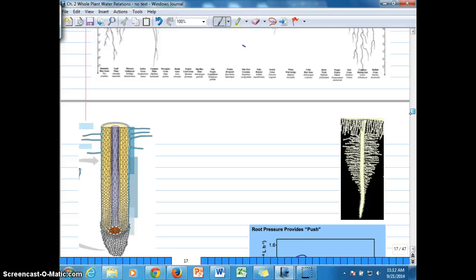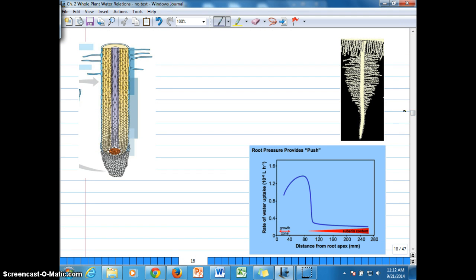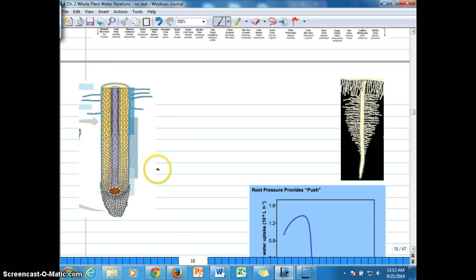All right, so we move to the next slide here, where we're now looking at root uptake. You have a little space here. So root uptake occurs in what part of the root, and why? Why is it limited to that part? So that's what we're going to focus on next.